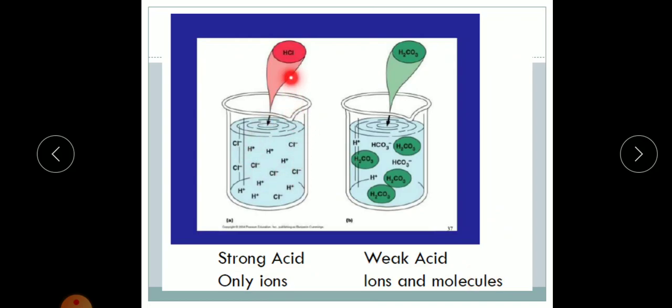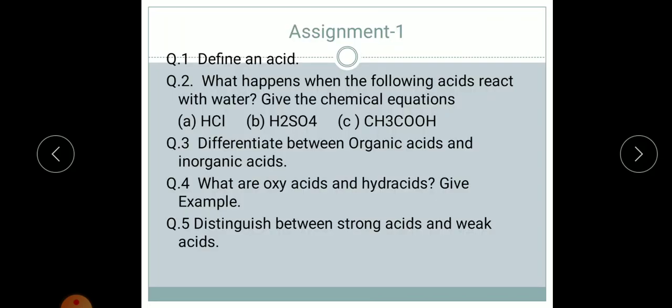So here we have HCl, a strong acid, where you can see that all the molecules have completely ionized into H plus and Cl minus. Whereas in the case of a weak acid, there is only a partial ionization, for example H plus and HCO3 minus, whereas some of the carbonic acid will remain as it is. This is how you differentiate between strong and weak acids.